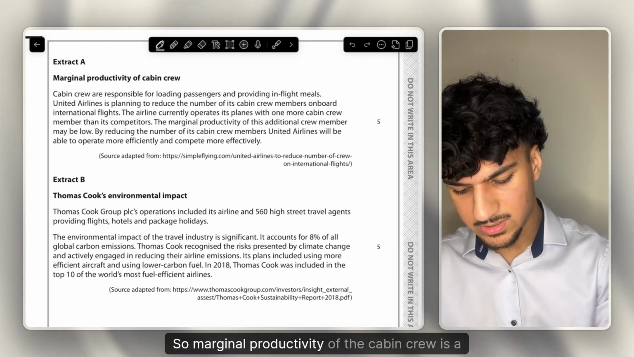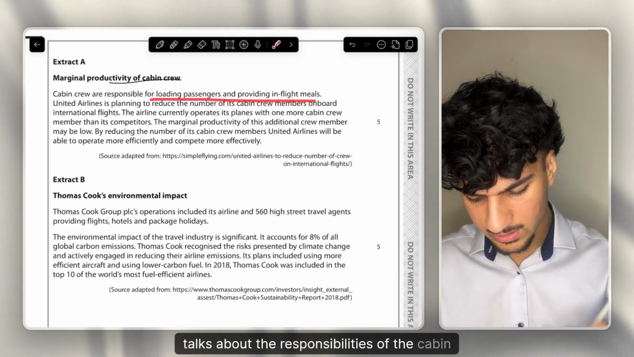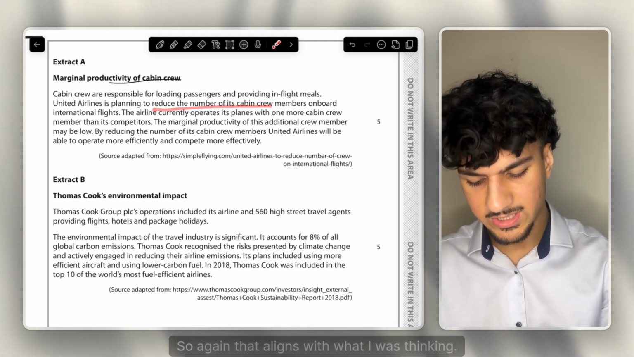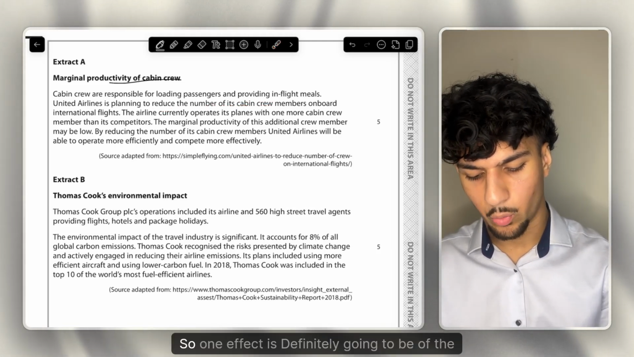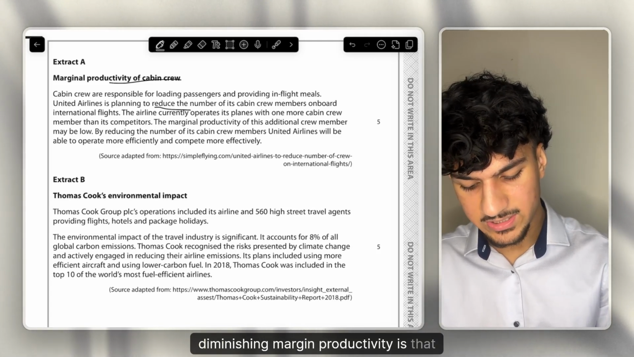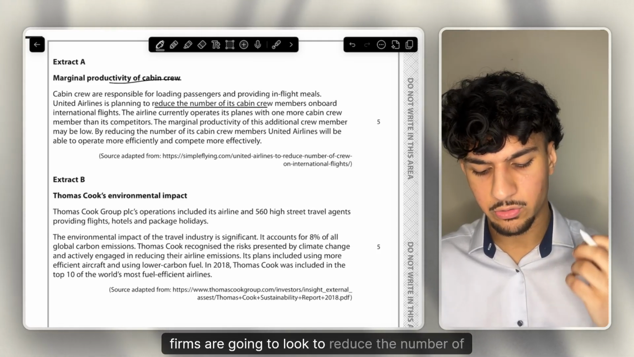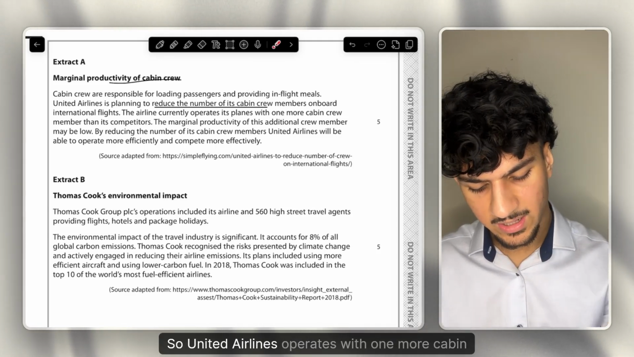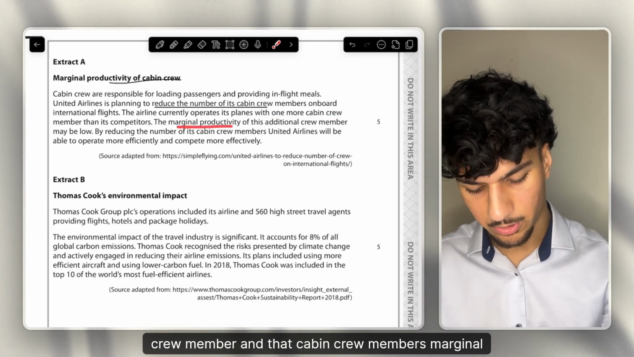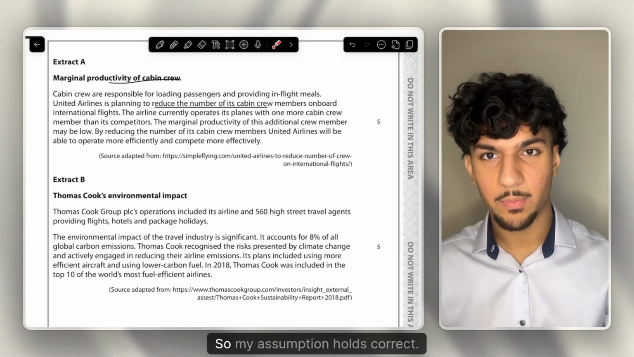So, marginal productivity of the cabin crew is the title. It talks about the responsibilities of the cabin crew. United Airlines are looking to reduce the number of cabin crew, so again that aligns with what I was thinking. One effect of the diminishing marginal productivity is definitely that airline firms are going to look to reduce the number of cabin crew. United Airlines operates with 1 more cabin crew member, and that member's marginal productivity is low, and therefore it is quite inefficient. So my assumption holds correct.